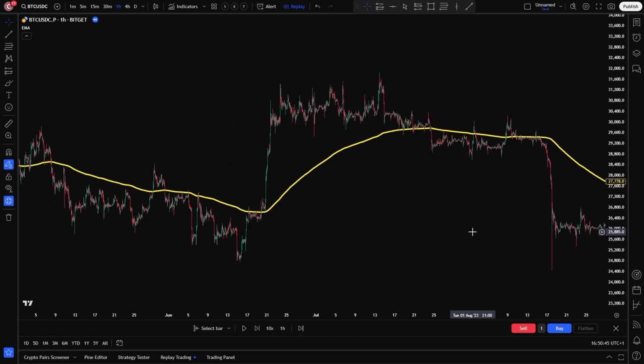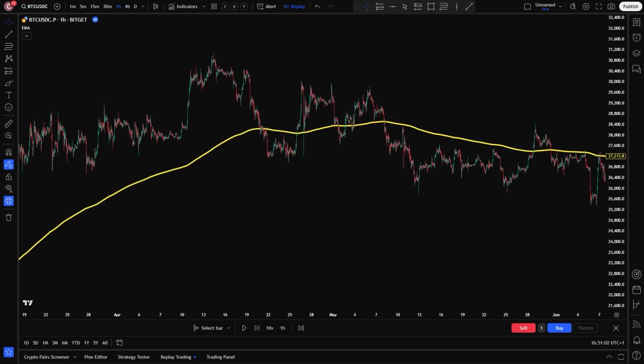This gives us a longer-term perspective and helps us filter out the noise from smaller time frames, allowing us to better identify the overall trend when applying Fibonacci retracements. Above the EMA, it's an uptrend, so we're looking for long opportunities. Below the EMA, it's a downtrend, so we're looking for short opportunities.